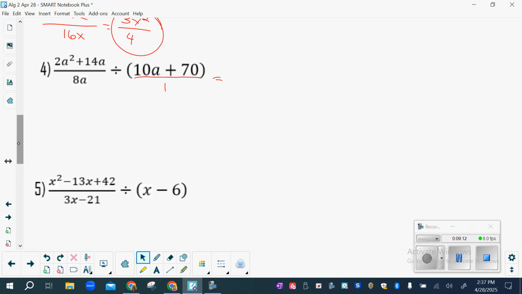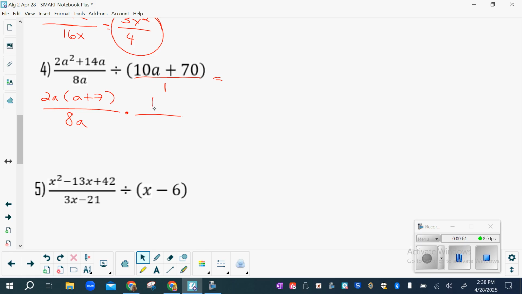This group here. Oh, that's not bad. 2a. So you're looking at what goes into both 2a squared and 14a. The number that goes in, yes, 2a. So 2a times what? It's going to be a plus 7. a plus 7. And then this on the bottom stays 8a. And then this same group, one goes on the top.